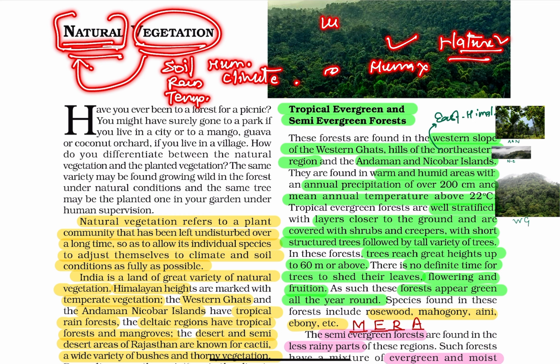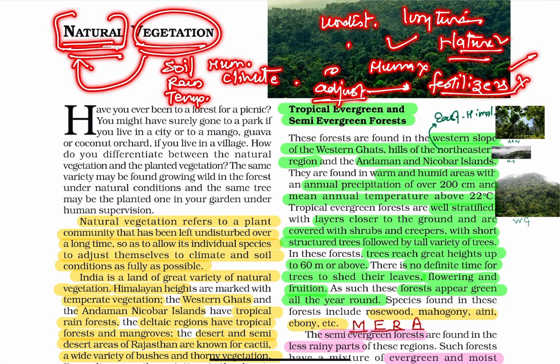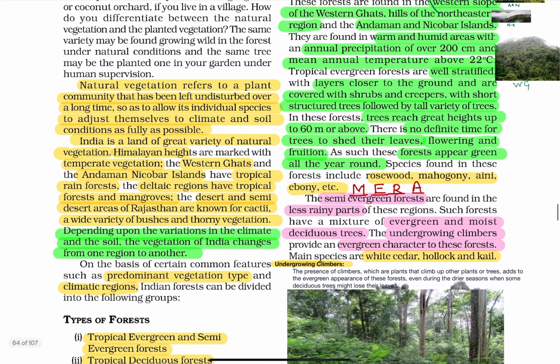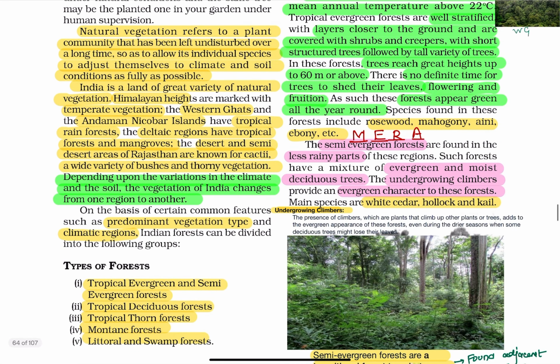No, nature is deciding the fate of vegetation. So it is left undisturbed for a long time. That forms the natural vegetation, right? And when it happens, they adjust themselves. We allow them to adjust to the climate and soil there by themselves. We are not giving them any fertilizer, we are not helping them by any aid. They are adjusting themselves to the climate. Now India is a land of great variety of natural vegetation.